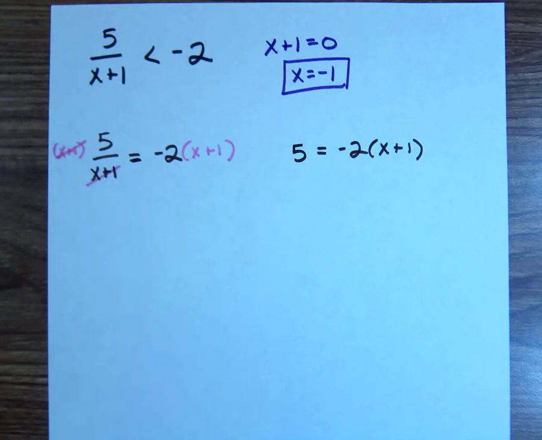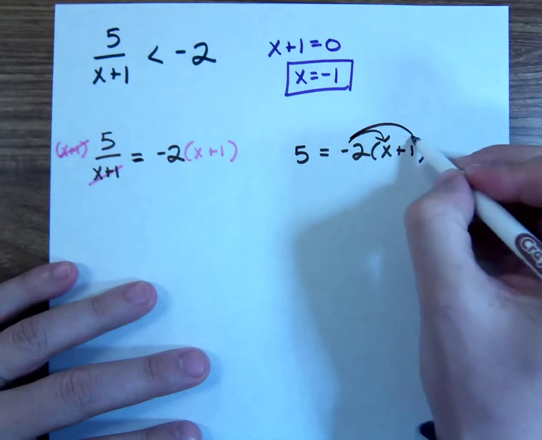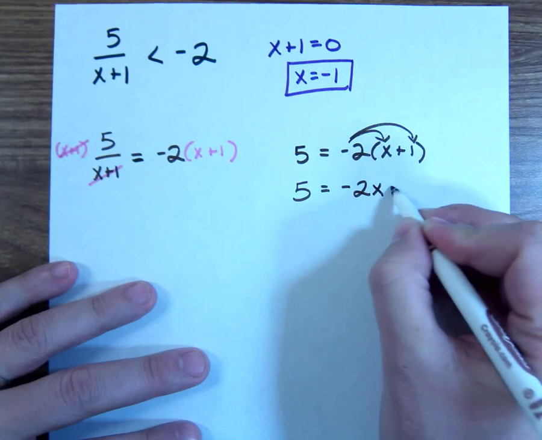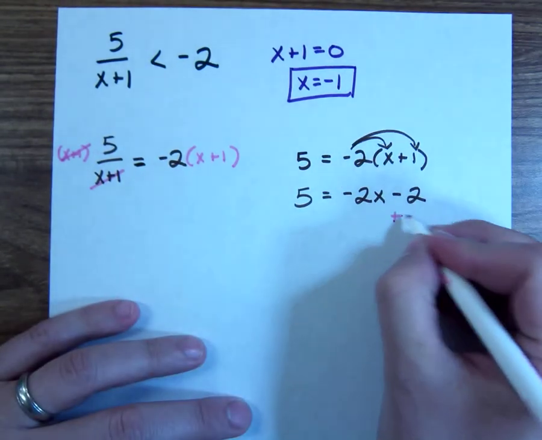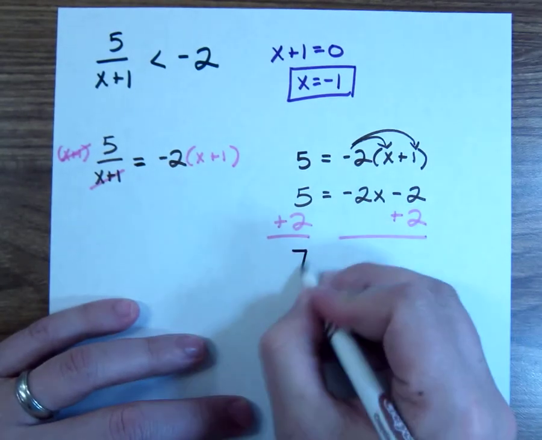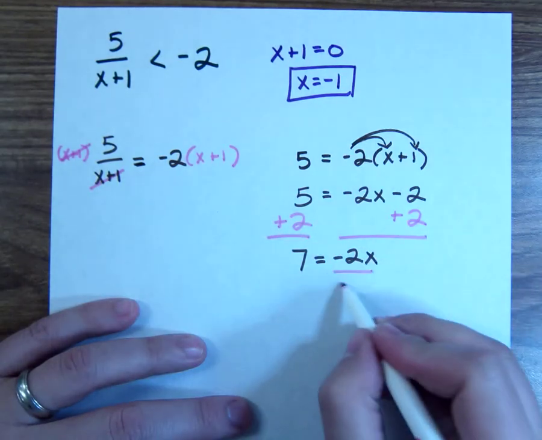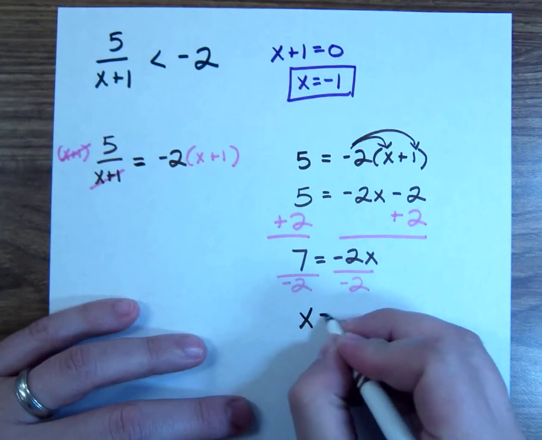I want to get x by itself. So add 2 or divide? Neither. Distribute the 2. So 5 equals negative 2x minus 2. Good. Add 2 to both sides. That seems like a slick plan. And then divide by negative 2. The last step is to divide both sides by negative 2.